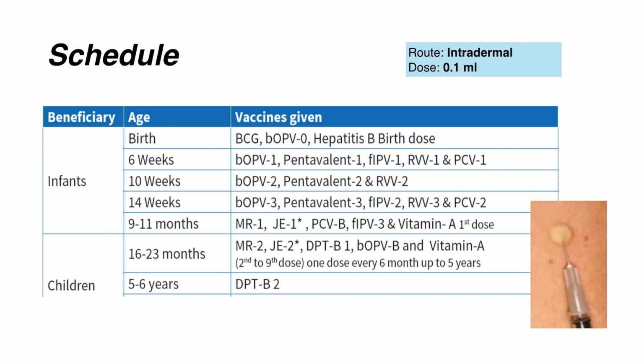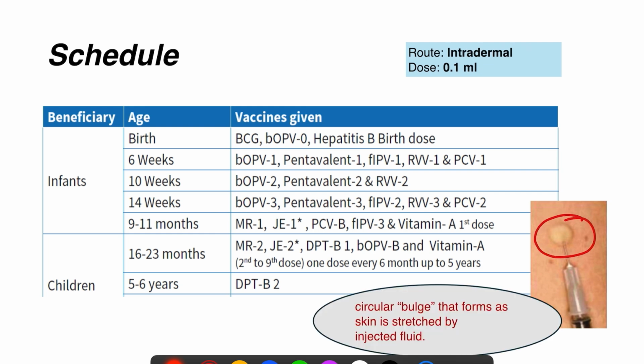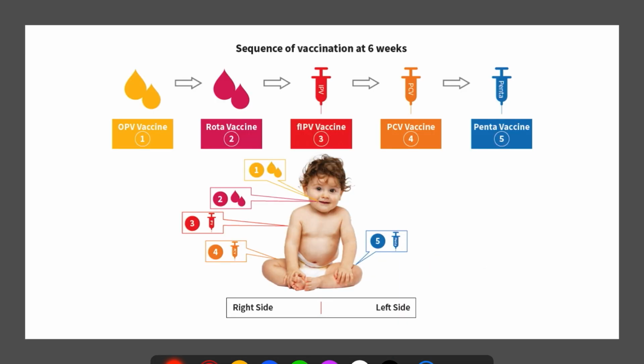While injecting the vaccine, we have to observe the formation of a bleb, that is the circular bulge that forms when the skin is stretched by the injecting fluid. But even after injecting the vaccine, if the bleb is not formed, we don't re-inject the vaccine. Whenever we are giving intradermal vaccine, a bleb is formed.